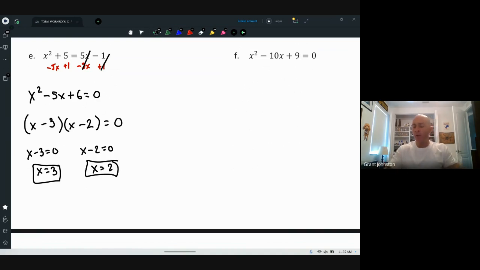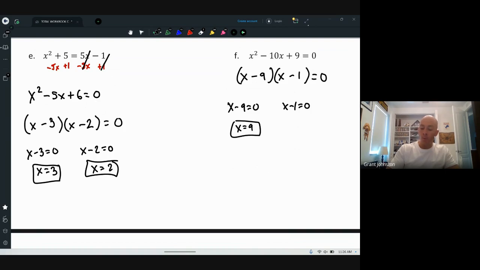And if you need, you can always slow the video down if I'm going too fast. Sorry about that. This one's already set equal to 0, so we don't have to do anything. We can just factor it straight up. Multiplies to positive 9, adds to negative 10. I think 3 and 3 isn't going to work for that. Negative 9 and negative 1 would, though. Set each equal to 0. Add 9 to both sides, I get 9. Add 1 to both sides, I get 1. And those are solutions.